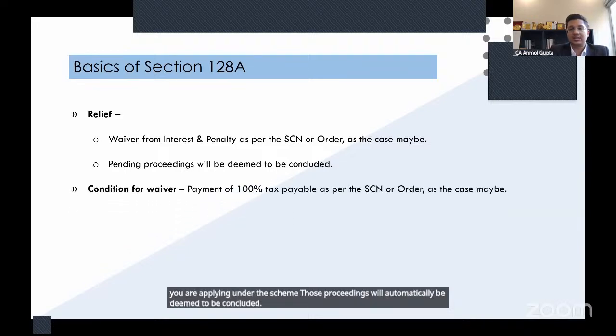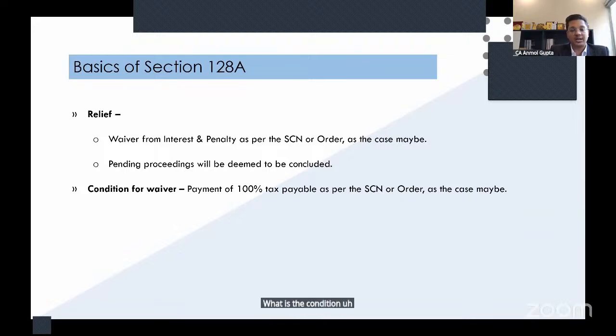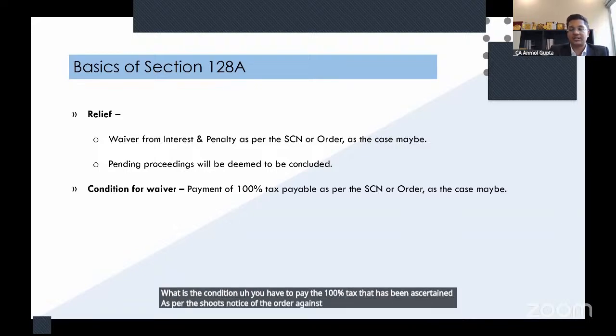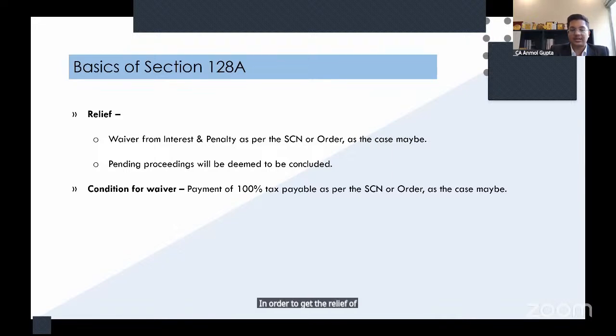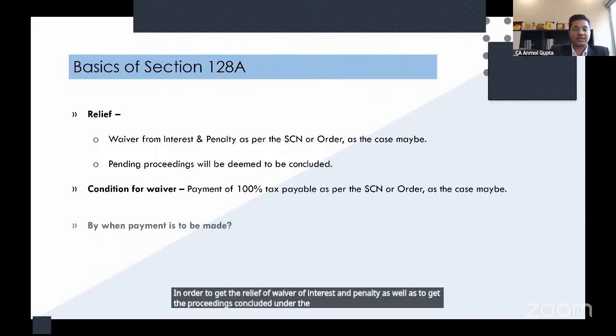What is the condition? You have to pay the 100% tax that has been ascertained as per the show cause notice or the order against which you are filing the application under the scheme. You have to pay the 100% of the tax dues in order to get the relief or waiver of interest and penalty, as well as to get the proceedings concluded under section 128A.